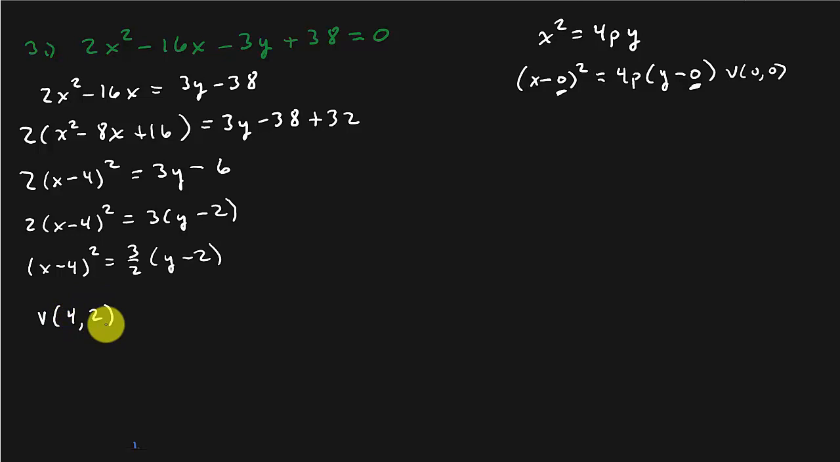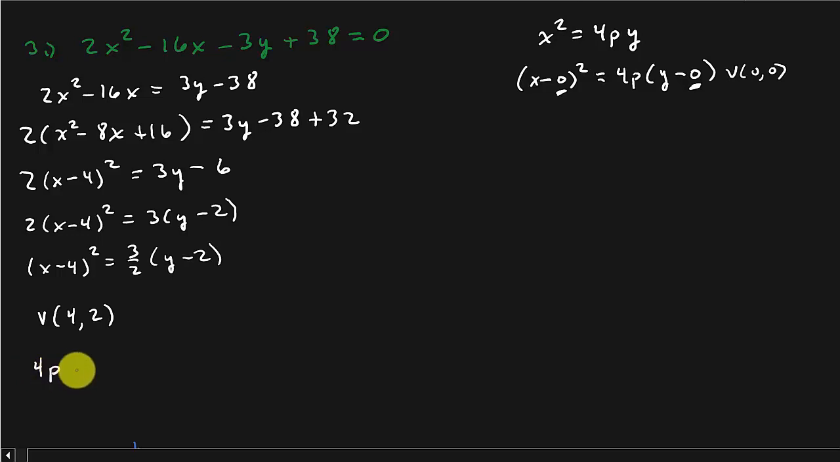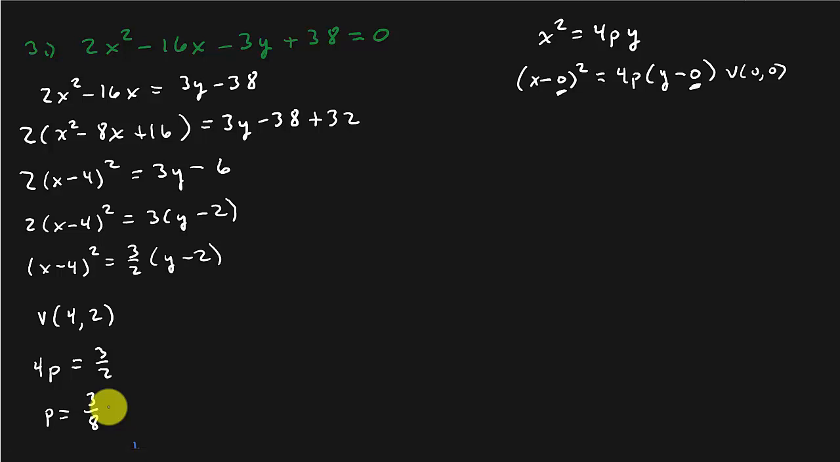Okay. And now remember what we need to find. We need to find p so we can get our focus and our directrix. So we can see here that the 4p is equal to what? 3/2. So we get p is equal to 3/8. So there's p. So let's go ahead and plot the vertex.